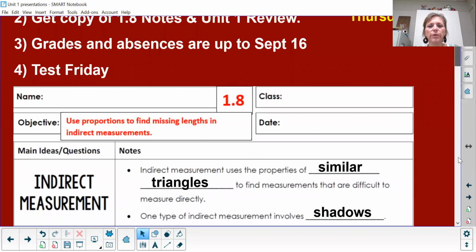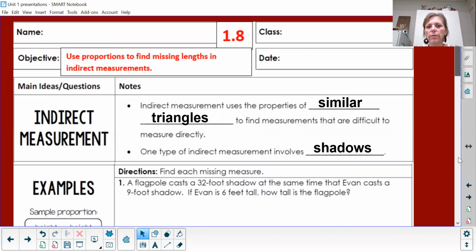Okay, for you guys at home or just want to look over the notes from today, here we go. I'll give you a little bit of time, or you can stop the video and just look. But we are using proportions to find missing links in indirect measurements.